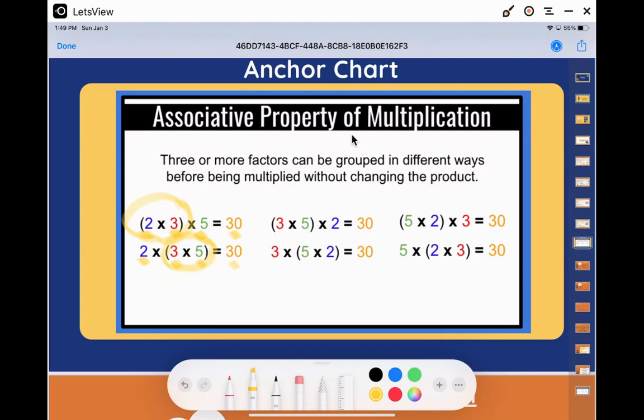Over here, 3 times 5 times 2 is 30. We move the parentheses. This time we multiply the 5 and 2 together first and got 30. Over here, 5 times 2 times 3 is still 30. If I multiply the 2 and the 3 together first, I still get 30. So this is the idea that we're going to explore today, guys, that no matter what order you multiply in, the answer will remain the same. The product will not change.